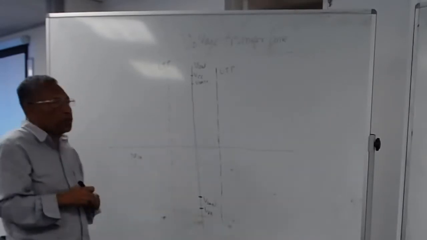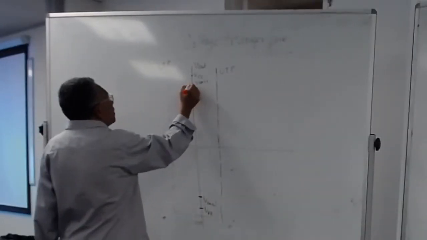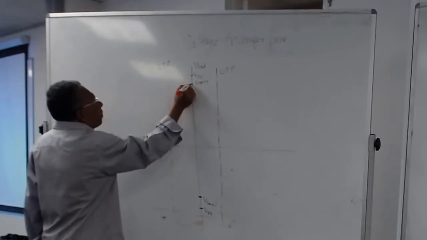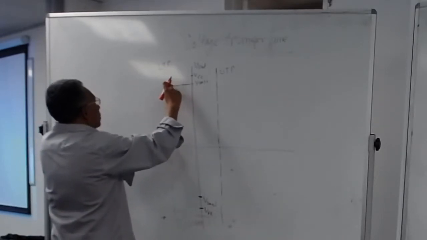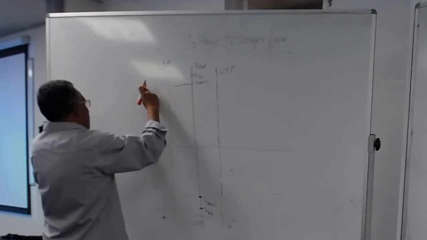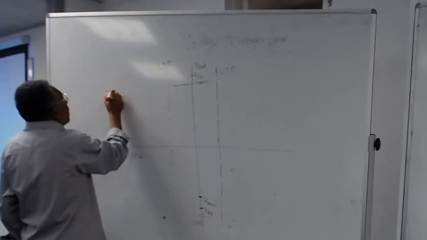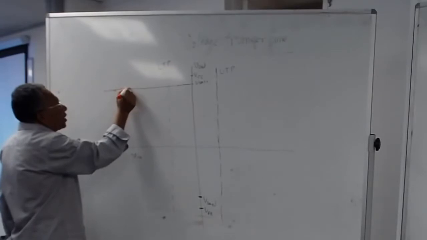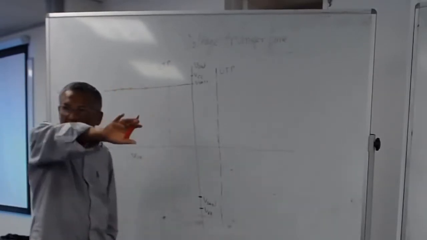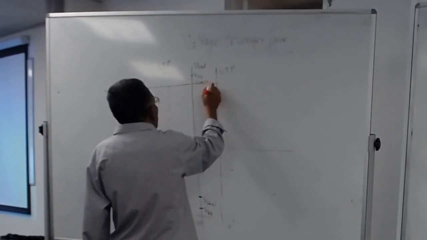So I will use another color. So the high must be this one, at plus Vset. I will try to make a line parallel with the x-axis. So it will go like this. Okay. So you can draw an arrow that as your input is increasing, the output is going to keep on staying high until it hits this point, the upper tripping point.